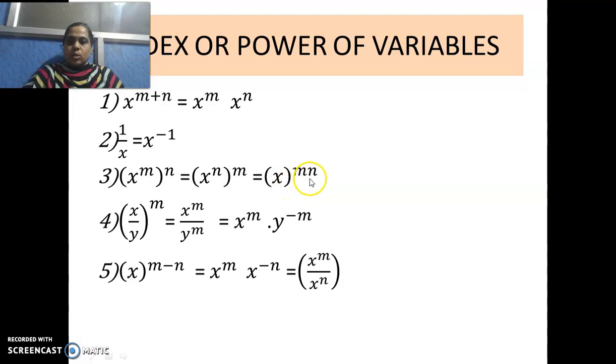X raised to mn also. X upon y raised to m, that is x raised to m upon y raised to m, or we can write x raised to m into y raised to minus m. Fifth one is what? X raised to m minus n is equal to x raised to m into x raised to minus n, which is equal to x raised to m upon x raised to n. So these laws of indices are useful for the examples we have to take.